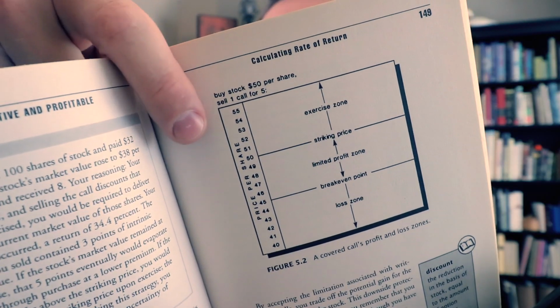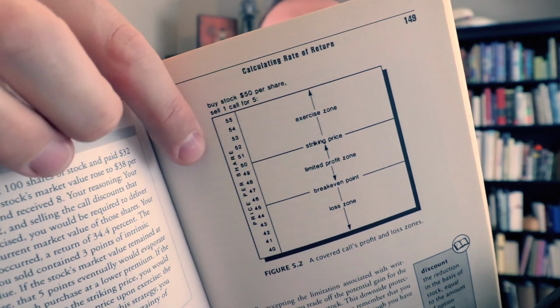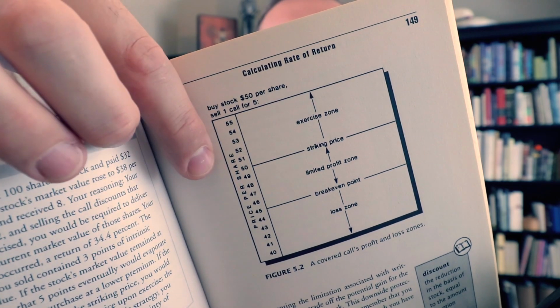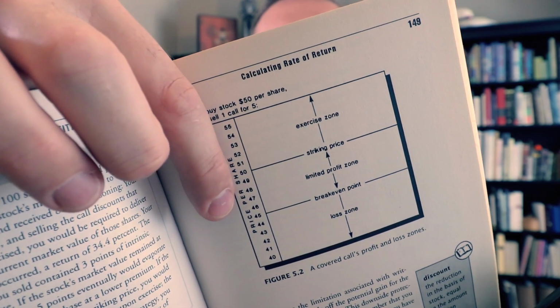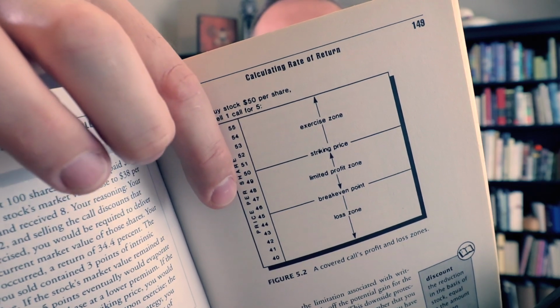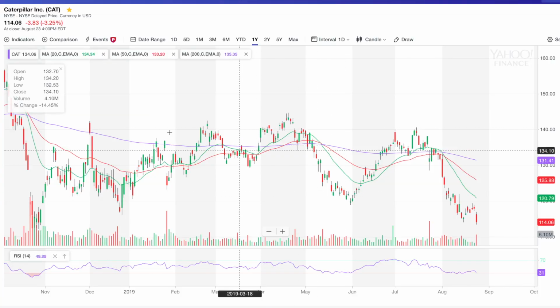If we look at this chart, the profit loss, this is selling a covered call, but the profit loss chart is set up in a similar fashion to a stock chart. Let me show you what I mean. I'm going to show you Caterpillar's chart. So this is what it looks like.